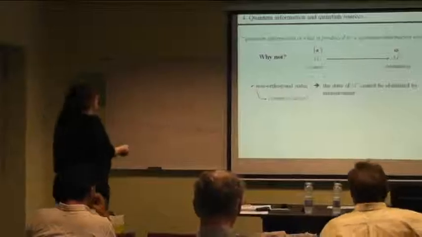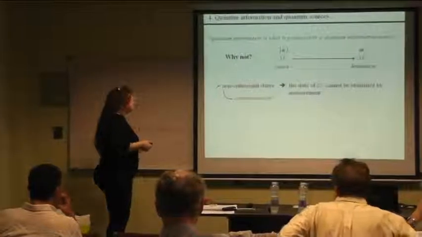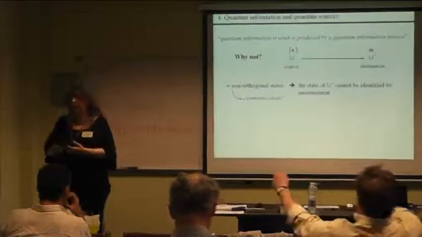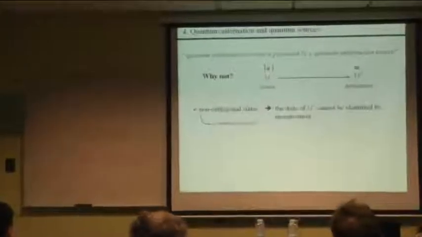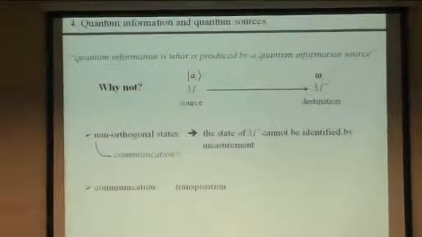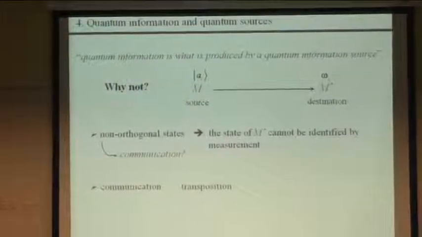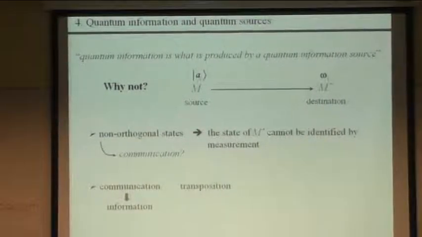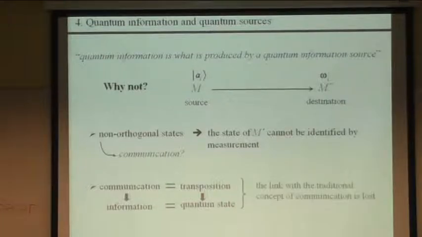So the question is, what do we have about communication? What is left about communication in this case? Moreover, we have two concepts here, communication and transposition. Communication is communication of information, and transposition is a transposition of a quantum state. So these are different concepts. If we equate communication with transposition, we immediately equate also information with quantum state. So in this case, the traditional concept of communication is lost.